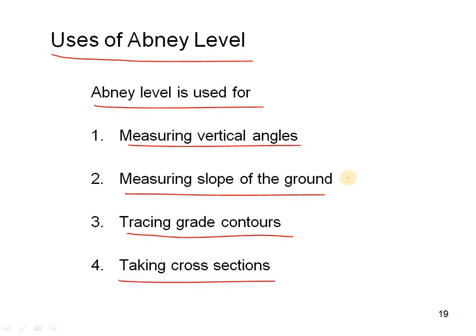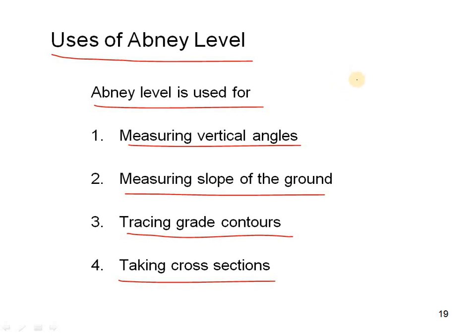taking cross sections. So that means you can see here, before in our surveying level instruments, with the help of Dumpy level and auto level, we have seen the measurements, we have measured the distances and ground levels that we have calculated with the help of auto levels. Okay, the leveling instruments. But here, in these uses of Abney level, these are all advanced instruments. We can measure the vertical angles very easily.